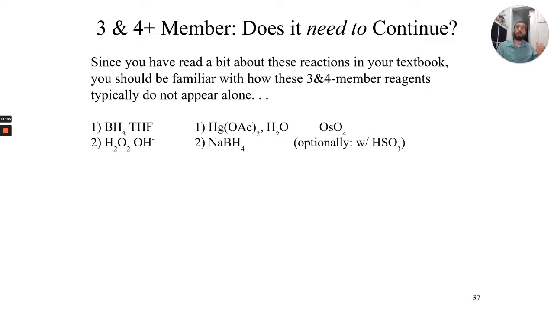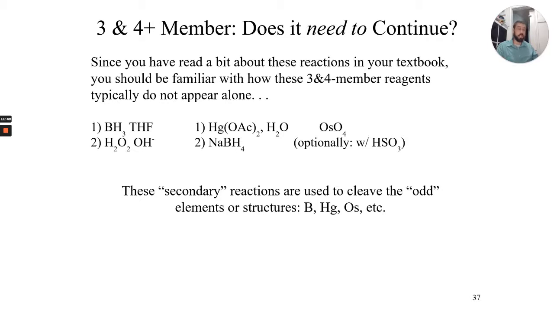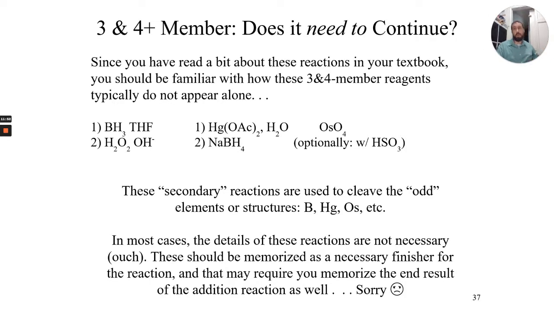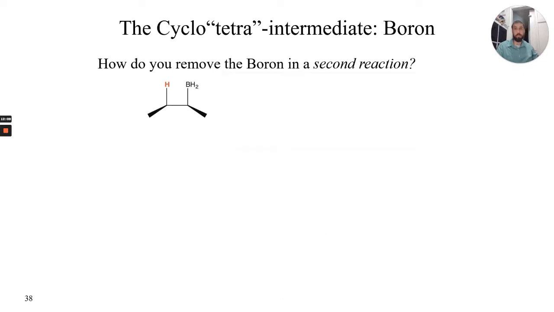So we'll go through and look at it, but we'll look at it in the context of actual examples, which we'll see here in a second. Okay? So again, just to reiterate, the secondary reactions are usually used to cleave the odd elements: boron, mercury, osmium, okay, manganese, ozone. Most of those cases, we don't really need the mechanistic detail behind them, and so we're going to skip that. I do apologize, that is a bit rough, but sometimes we just got to simplify life. Okay? So that's where having those things memorized can be better for you.